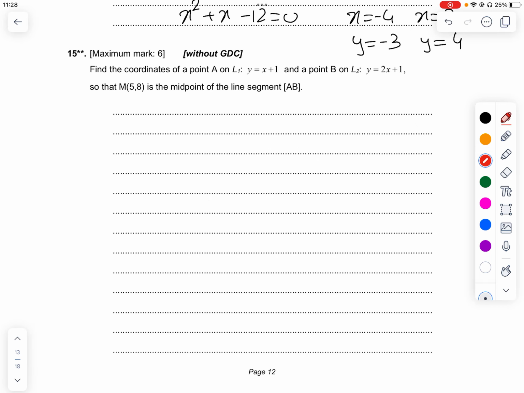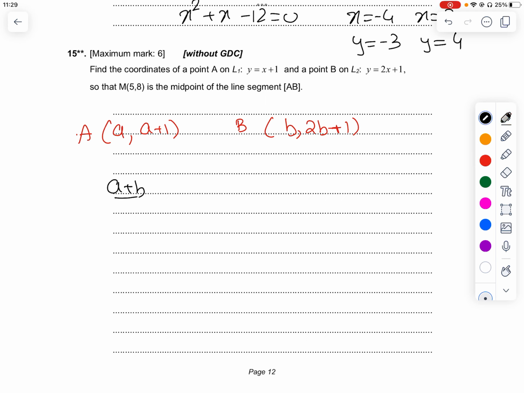Find the coordinates of the point on line L1 and line L2 so that M is the midpoint of the line segment AB. A is on L1 and B is on L2 so that the midpoint M 5, 8 is the midpoint of the line AB. So point A will be a comma a plus 1. B will be b comma 2b plus 1. Instead of taking the same a, I can take b comma 2b plus 1. Now the midpoint for them is 5 comma 8.